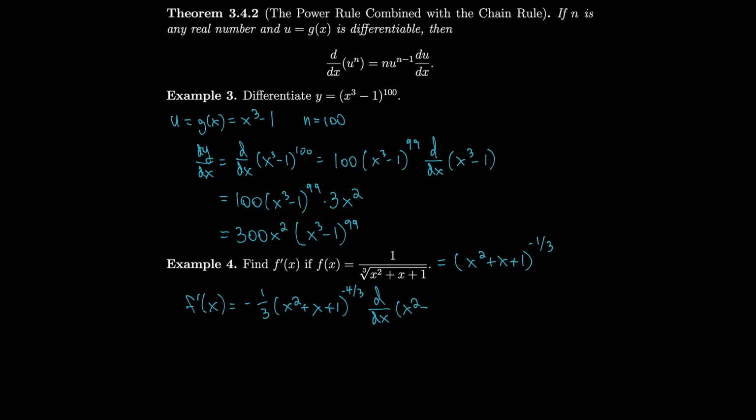This x squared plus x plus 1 business. Okay, so that's minus 1/3 times x squared plus x plus 1 to the minus 4/3 times 2x plus 1. So all we did was pretend that this inside here was just an x to the minus 1/3. The minus 1/3 would hop out in front, and then the exponent would be reduced by 1. Minus 1/3 minus 1 is minus 4/3.